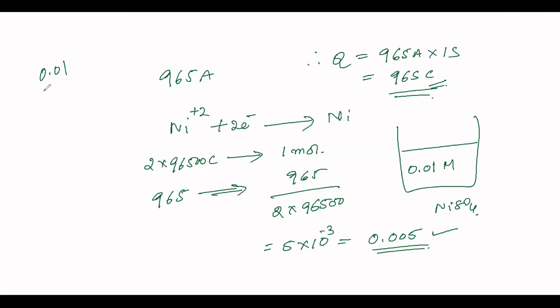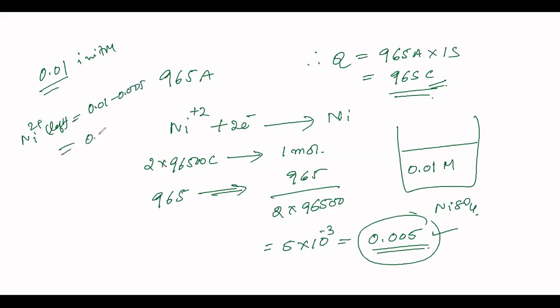You have taken this much in 1 liter. Volume doesn't change, only the nickel will be deposited. This is the initial value, and this much is deposited. So how much is left? Ni2 plus left in the solution should be equal to 0.01 minus 0.005, which is 0.005 mole per liter. So your answer should be option 2. All of you got this? Any doubt?